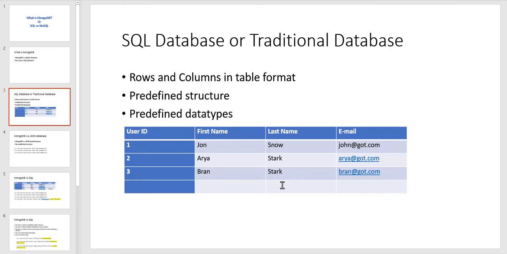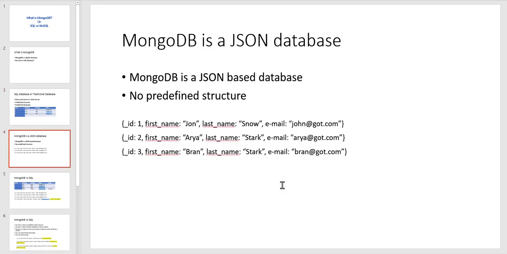If you see MongoDB, the same table can be replicated like this. Here each row is called a document. It is a JSON based document. You don't need to define any data type, you don't need to define any columns. You can insert any number of columns in a single document. You can have one attribute or one column in a single document. In the next document you can have multiple columns.